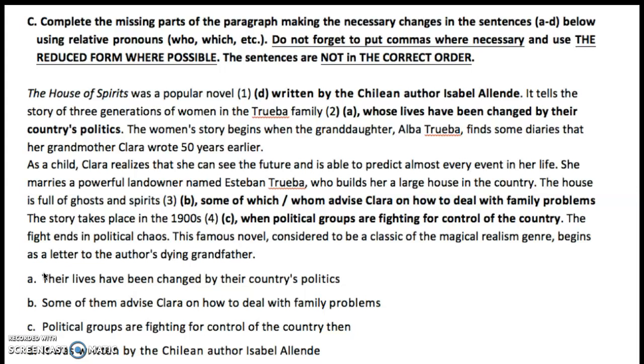Number 4. The information here is about a date, so we use when as a relative adverb, and remove then in the original sentence.